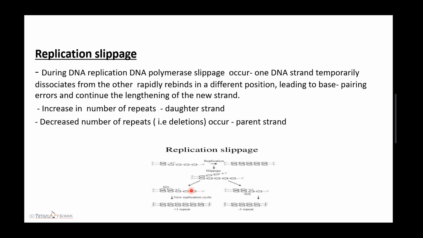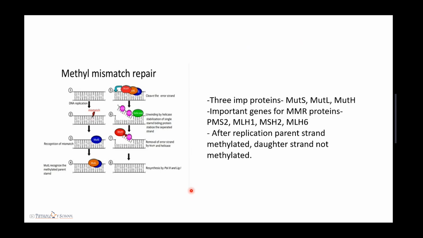So one DNA strand is temporarily dissociated from the other and it rapidly rebinds in a different position, which will lead to base pairing errors, and it continues the lengthening of the new strand. So there will be an increase in the number of repeats in the daughter strand and a decrease in the number of repeats, or you can call it a deletion of the repeats, from the parent strand.